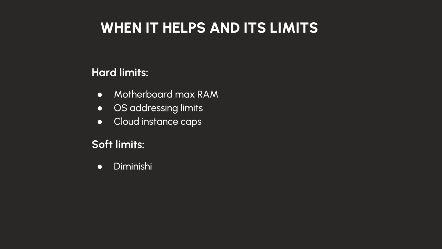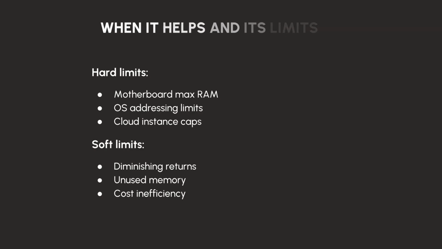But RAM scaling has limits. Once the data fits in memory, adding more RAM gives diminishing returns. It also does not improve availability. A single server failure still takes the system down. So RAM scaling is powerful, but only up to the limits of one machine. In short, extra RAM helps only until your working set fits.